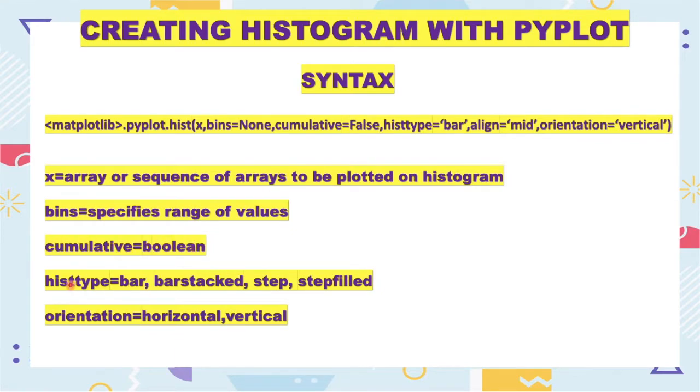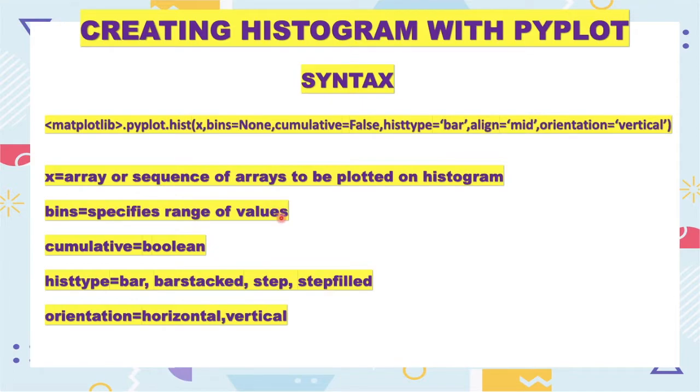The next parameter that we have is histtype. This parameter helps us to determine the type of histogram that we want to generate. These are the types of histogram which are supported: bar, barstacked, step or stepfilled. The last parameter that we have is the orientation. With the help of the orientation parameter we can orient our histogram in horizontal and vertical format. So these are the basic terminologies from a theoretical perspective.